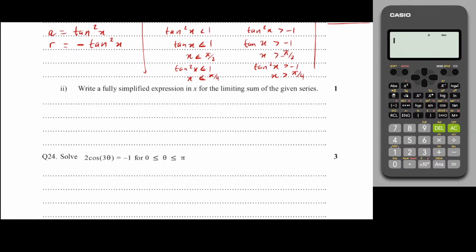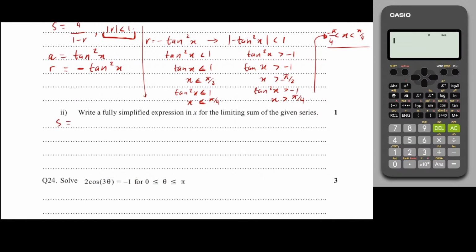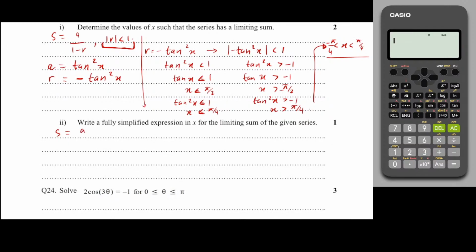Okay, part 2 is now when we use the sum. So S is equal to a on 1 minus r. Our a value is tan squared x, and our r value is equal to negative tan squared x. Okay, so substituting that into the formula, we get S being equal to tan squared x on 1 plus tan squared x.